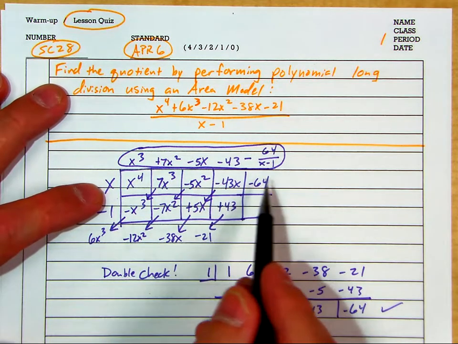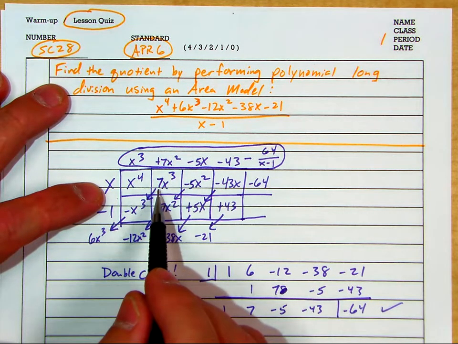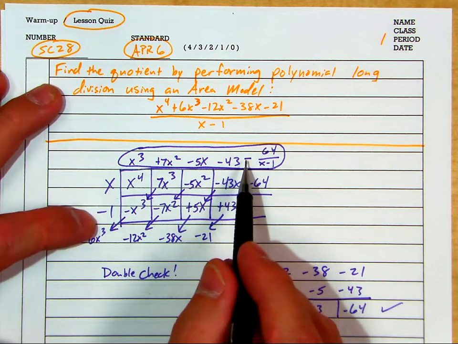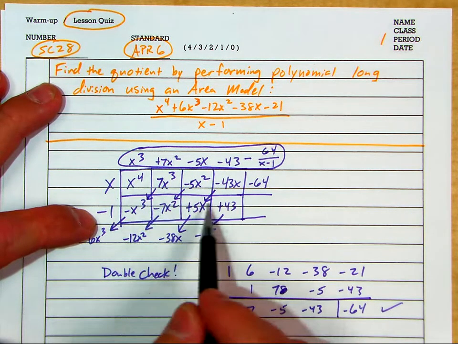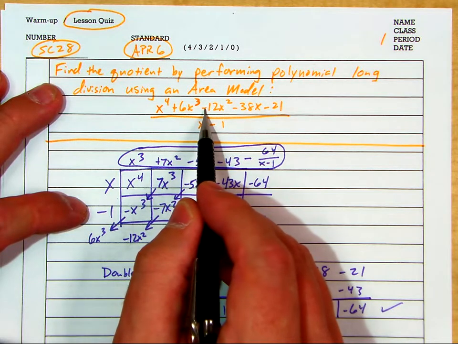So remember the area model, you're undoing multiplication. If you were multiplying, you'd have this on top and this on the left side, and then you multiply to get the stuff in the middle. When you combine the like terms, it becomes the answer, which is the dividend.